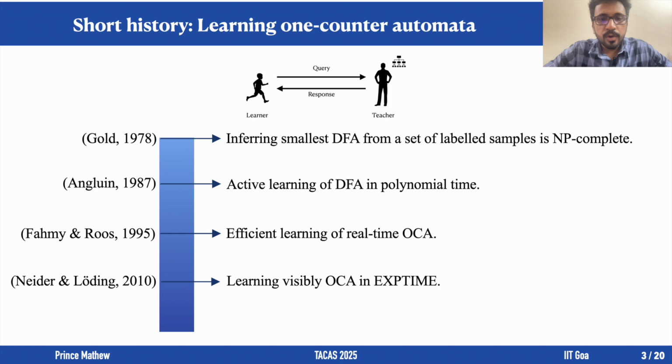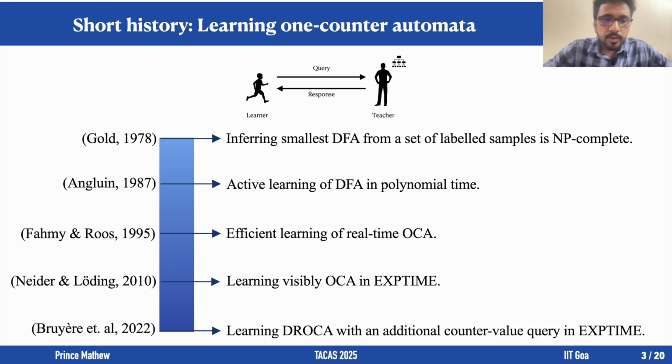So what are visibly one counter automata? These are one counter automata where the counter actions are dependent only on the input symbol. So for instance, you could have something like: whenever I see an A, I increment my counter, and whenever I see a B, I decrement the counter. Let's say I have this restriction. Now the counter actions, the increment or decrement operation on the counter, are dependent only on the input symbol and not on the state in which you are. So these kinds of systems are called visibly one counter automata. This algorithm for learning visibly one counter automata also required exponential time and exponentially many queries.